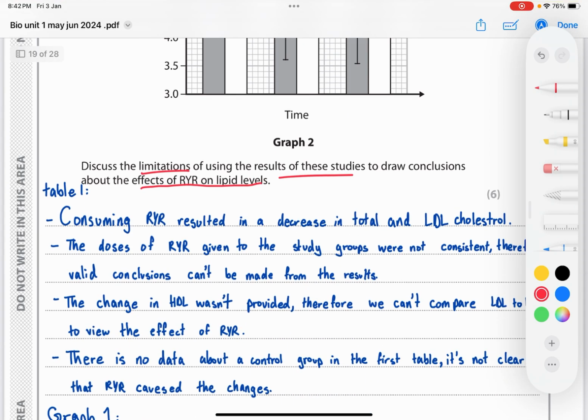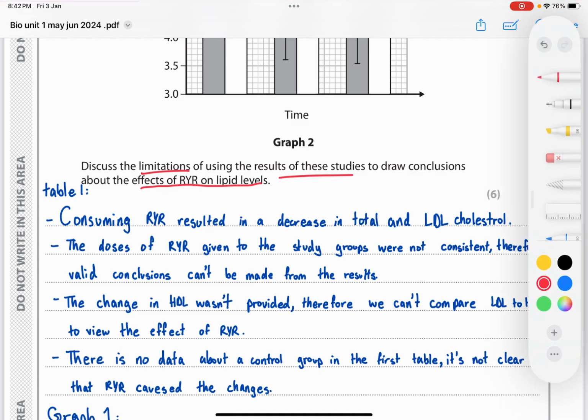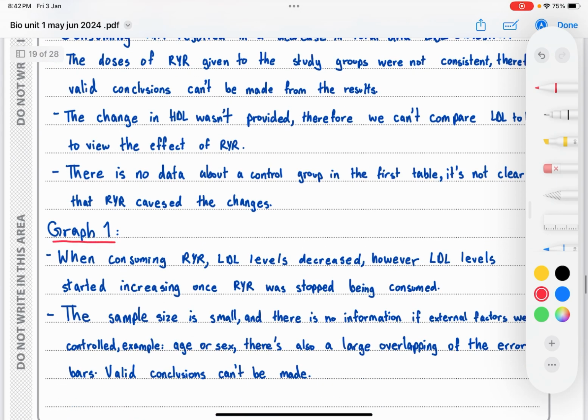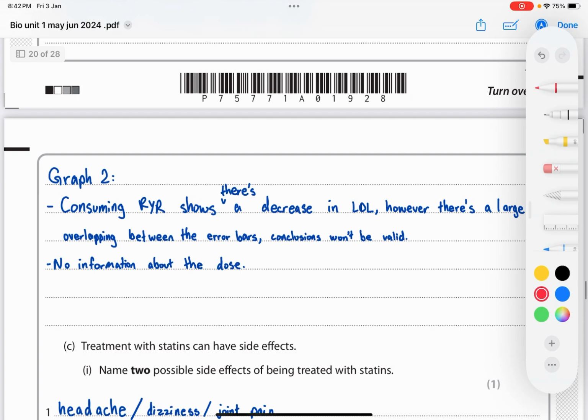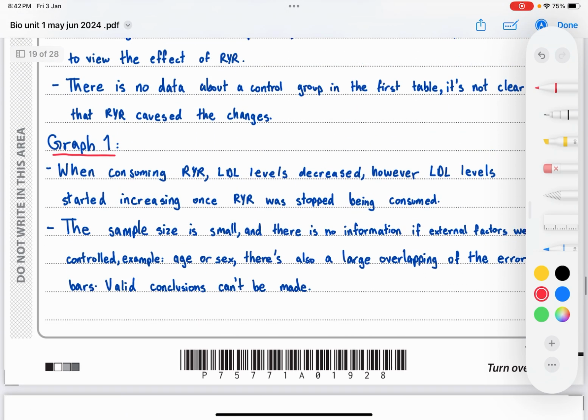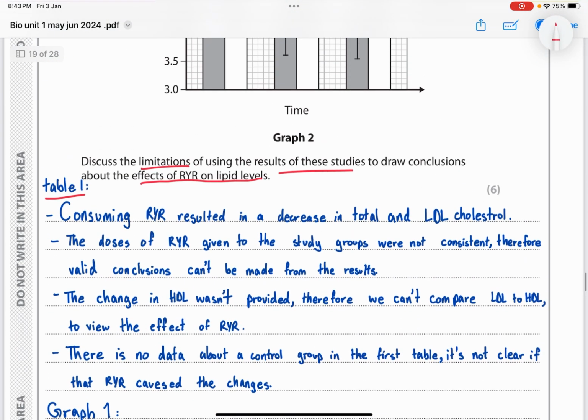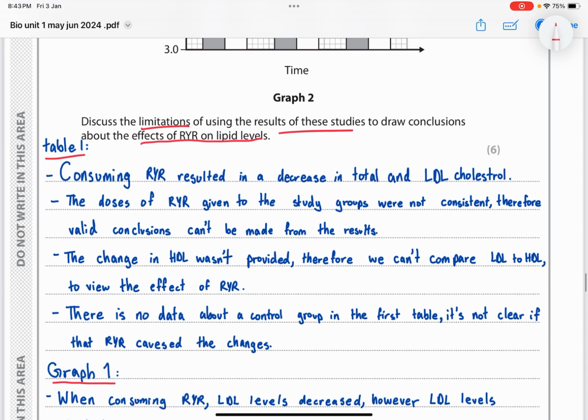When it comes to answering these questions, sometimes what I like to do is give a small heading before each topic that I talk about. I think it helps make it look much more presentable and much more neat. So now let's mention some points about table 1. So the first point I've written down over here is consuming RYR resulted in a decrease in total and LDL cholesterol.